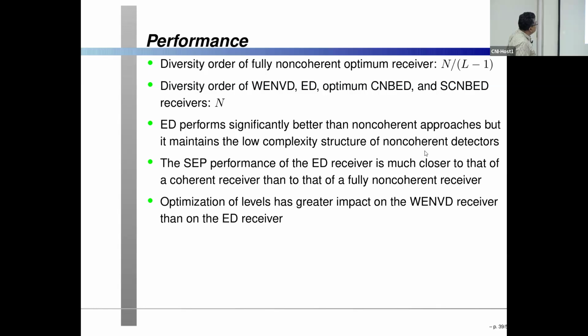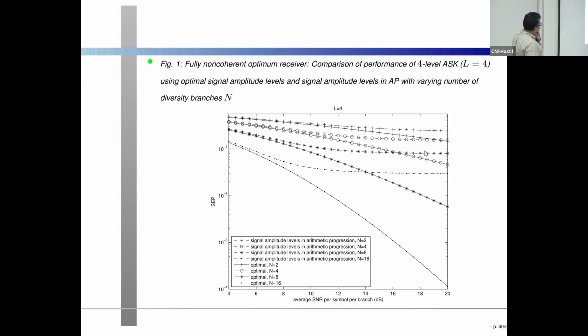And the SCP performance of the ED receiver is much closer to that of a coherent receiver than to that of a fully non-coherent receiver. We'll see that in a plot. And optimization of levels has greater impact on the WENVD receiver than on the ED receiver, that also we'll see. This is a plot comparing the performance of 4-level ASK with optimum signal amplitude levels and signal amplitude levels in AP. The reason why you need to optimize is that the optimum levels keep falling, but the ones in AP saturate. Why they saturate is explained in my paper, but they do saturate. So it's not good.